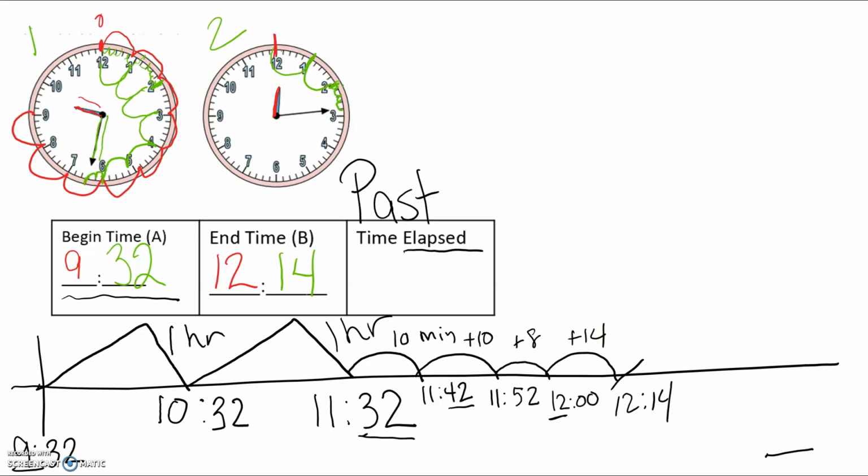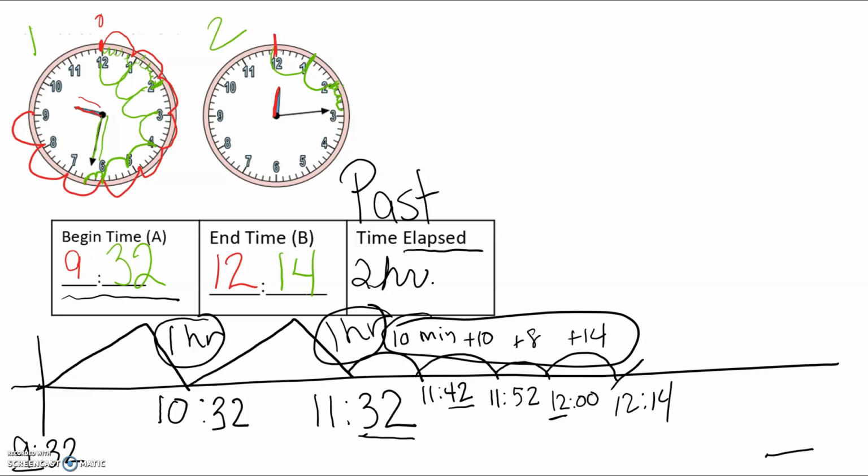So I look at this, I've got 1 hour, 2 hours. So I can write, I have 2 hours here. And over here I have minutes. These are my minutes right here. So I'm going to go 10 plus 10 plus 8 plus 14. So I'm going to take all of these minutes and add them up.